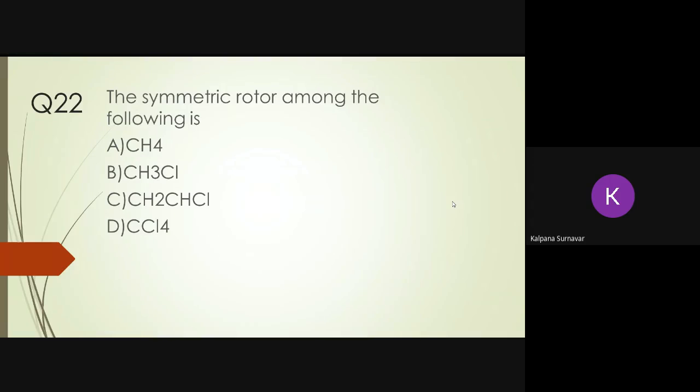Okay, and the next question is, the symmetric rotor among the following is. The examples given here are CH4, CH3Cl, CH2CHCl, and CCl4. Such types of questions are asked many times for 2 marks, and this is an important point. See, the types of rotors are symmetric rotor, spherical top, symmetric top, asymmetric top, or linear molecules.